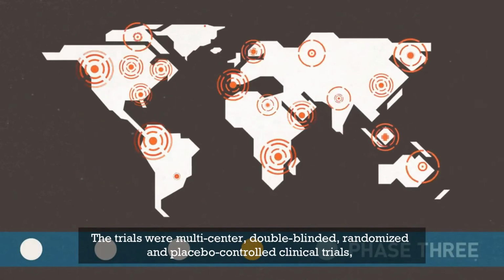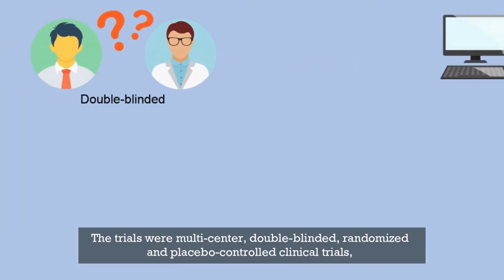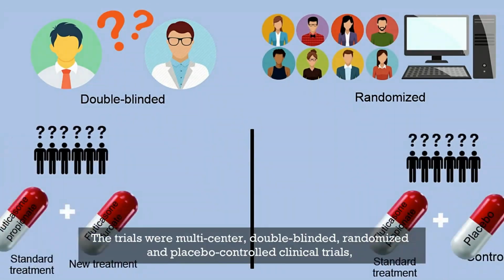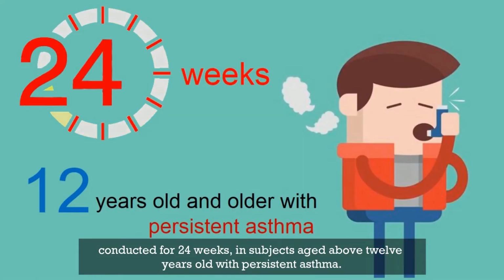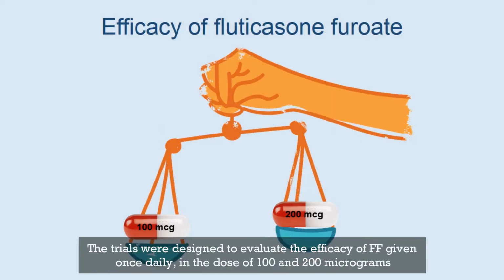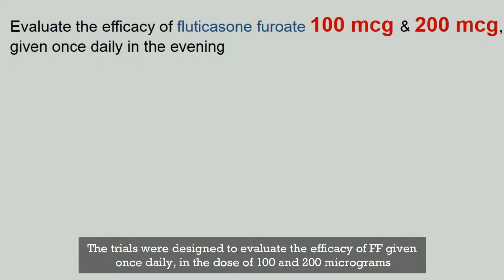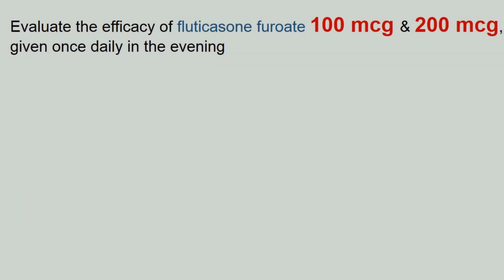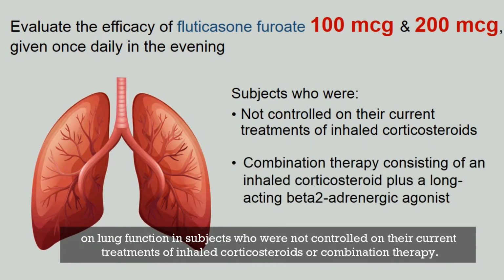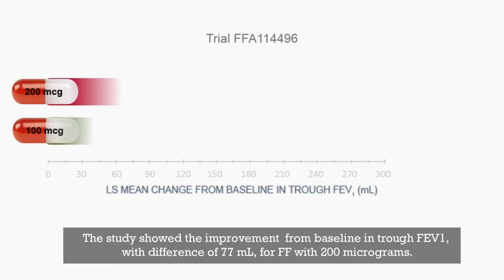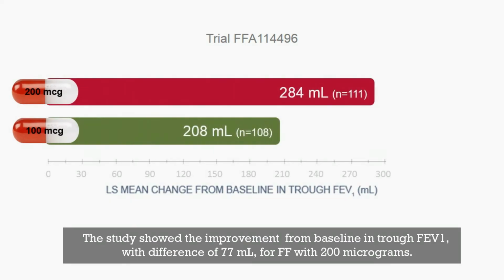The trials were multi-center, double-blinded, randomized and placebo-controlled clinical trials conducted for 24 weeks in subjects aged above 12 years old with persistent asthma. The trials were designed to evaluate the efficacy of FF given once daily in the dose of 100 and 200 micrograms on lung function in subjects who were not controlled on their current treatments of inhaled corticosteroids or combination therapy. The study showed the improvement from baseline in trough FEV1 with a difference of 77 ml for FF 200 micrograms.